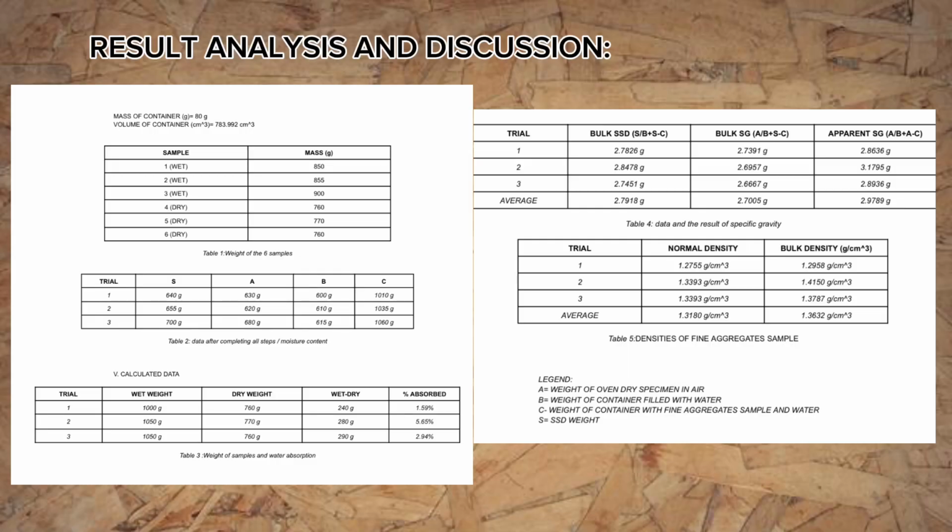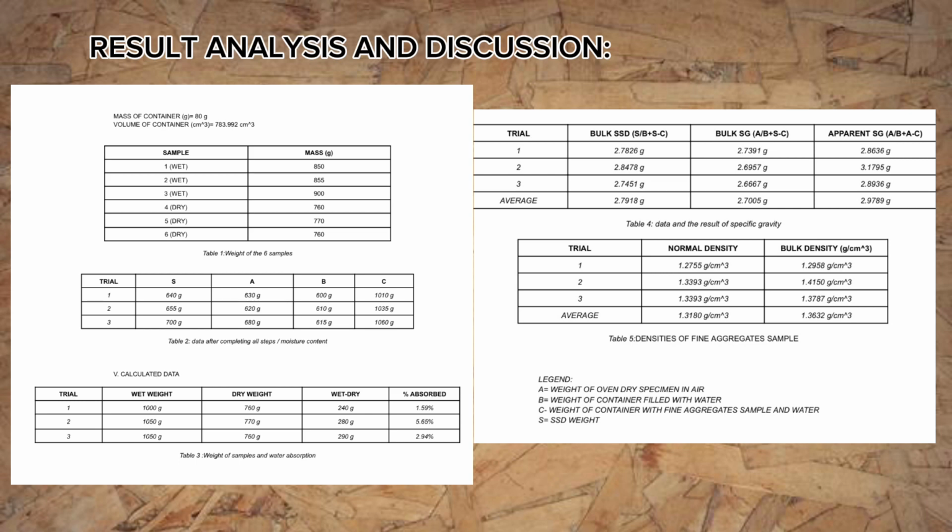For the result analysis and discussion, the mean bulk specific gravity SSD, indicating the weight of aggregate per unit volume in air with voids filled after submersion for 15 hours, is 2.7918 grams. Bulk specific gravity SG is 2.7005 grams, falling within the specified range for fine aggregates of 2.6 grams to 2.9 grams as per AASHTO T84. Understanding the specific gravity is vital for determining solid aggregates volume and void percentage.